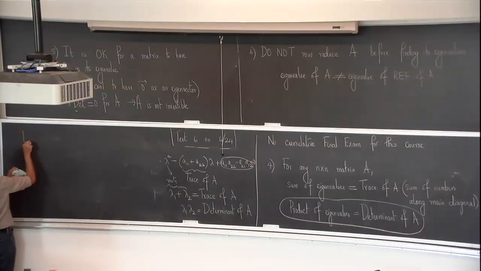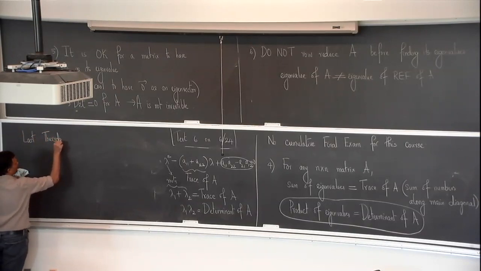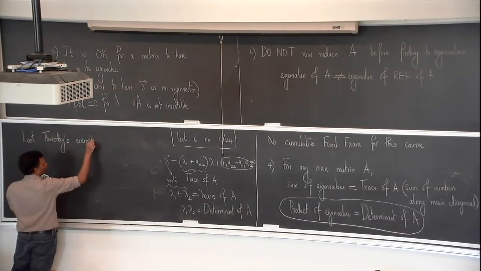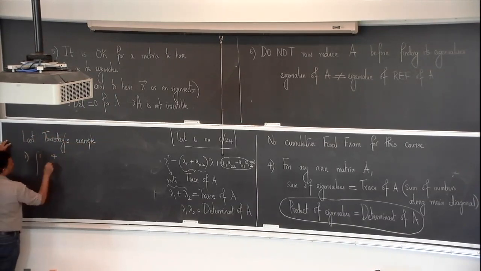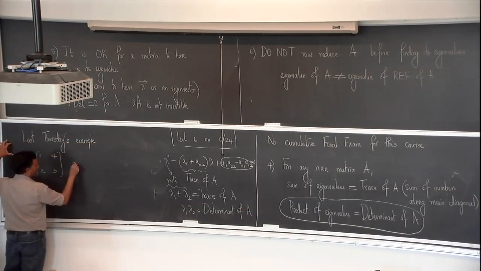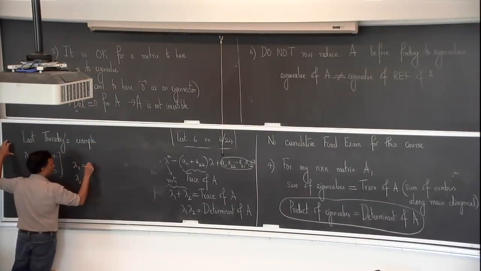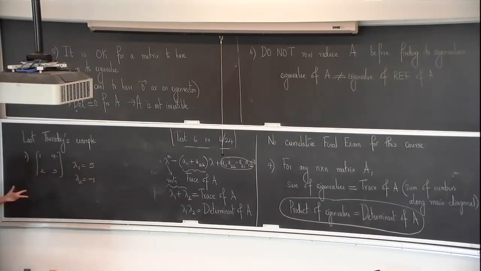So last Thursday's examples. We did 2 of them, one 2 by 2 and one 3 by 3. I think the first one was this 1, 4, 2, 3. And we calculated the eigenvalues as 5 and -1. Let me know if I'm missing something. And we got an eigenvector out of each. So is that okay? 5 and -1.